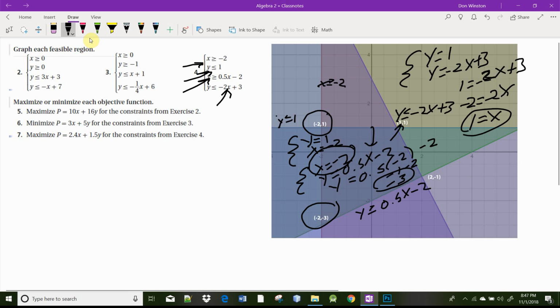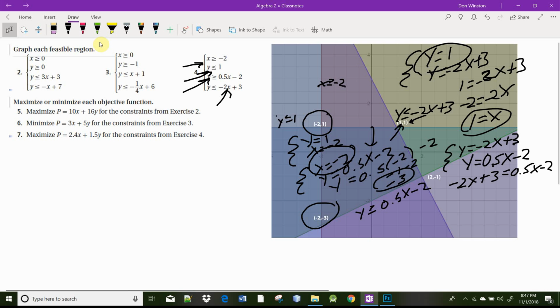Okay, so I got 1 is equal to x, and I started with y is equal to 1. So I got the vertex here, (1, 1). Alright? And then the last one here, well, that's the intersection of two lines. So one line is y is equal to -2x plus 3, and the other line is y is equal to 0.5x minus 2. So set the y's equal to each other. So here we go. -2x plus 3 equals 0.5x minus 2.